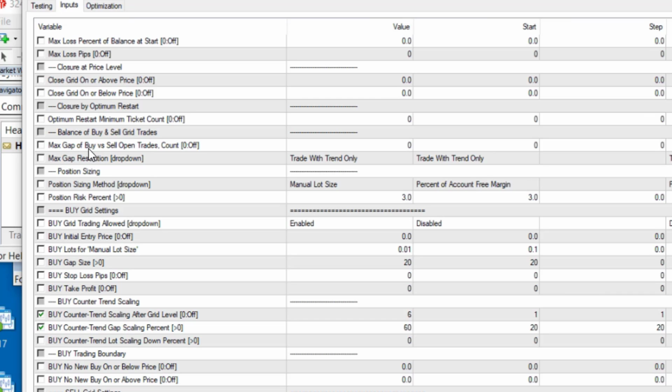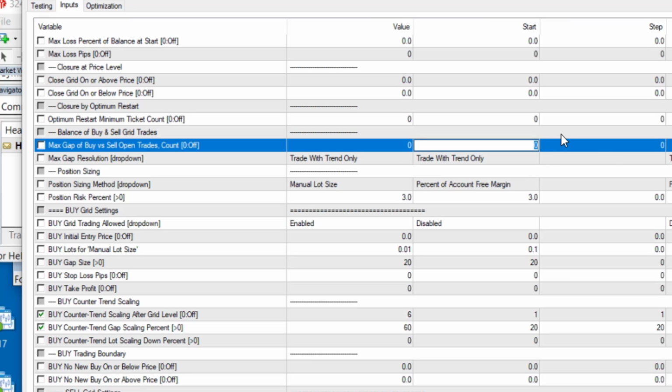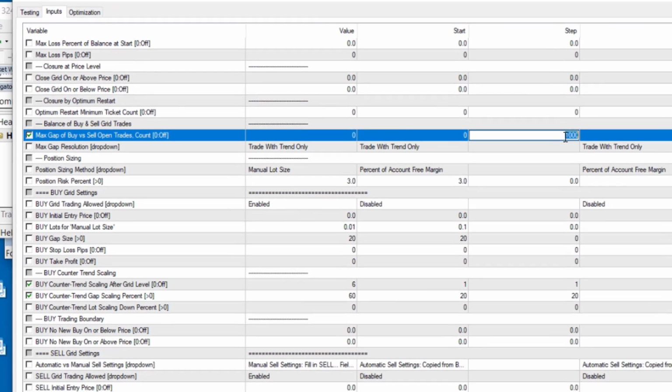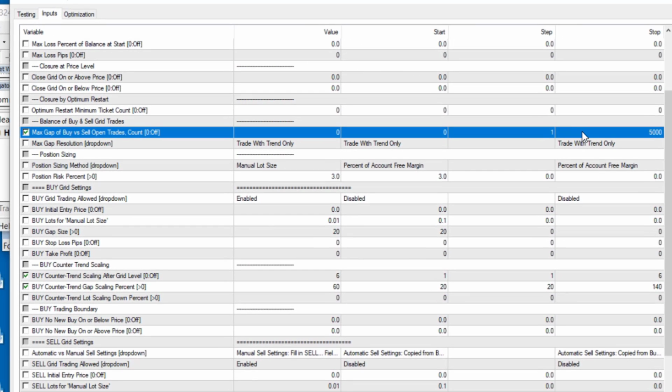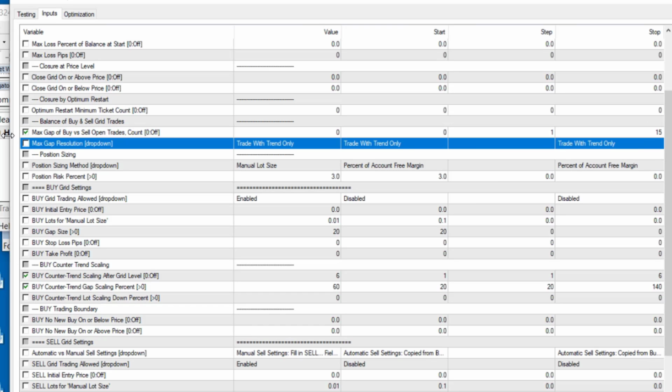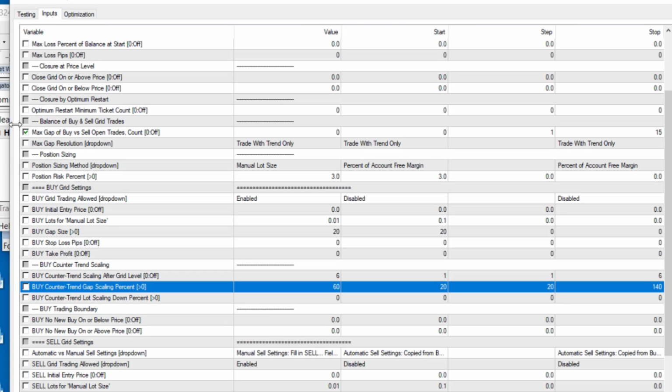So here's the maximum gap between buys and sells open trades. I'm going to test that, and I'm going to test it from 0, in fact, to let's say about 15, just out of interest. And I'm going to run this as an optimization on its own. I'll untick that, so we're only running that optimization over there. It should be very fast.